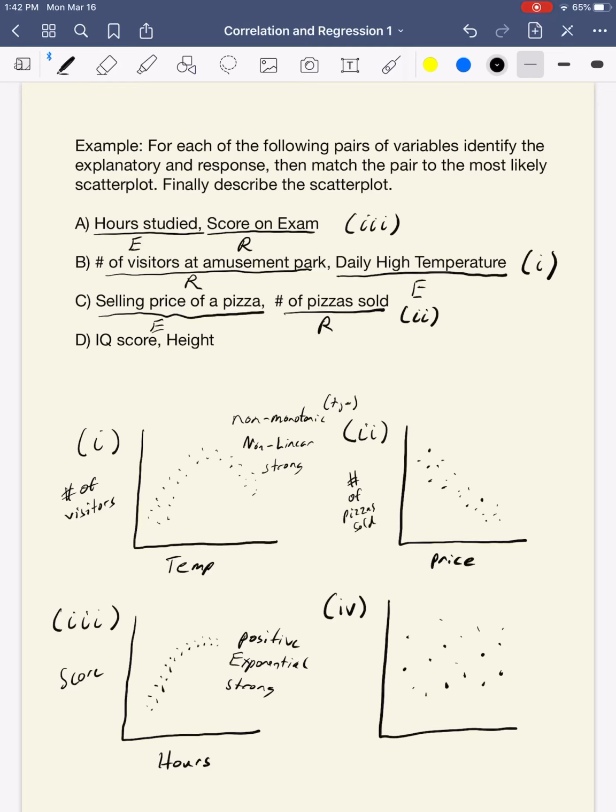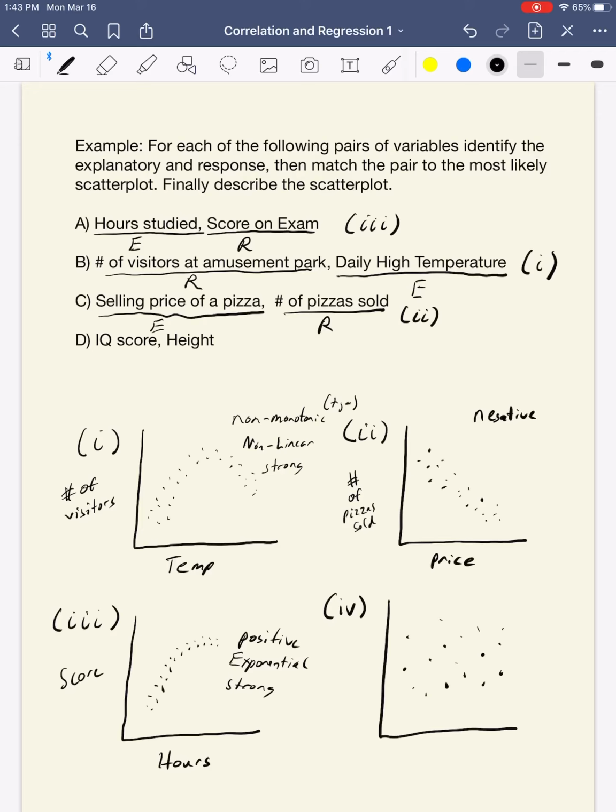So what is this graph saying? Well, as the price increases, initially, if the price is very low, lots of pizzas will be sold, which makes sense. It's cheap. If the price is very high, not as many will be sold because it's more expensive and people don't like paying for expensive things. So that makes sense as the potential relationship between these variables. This would be described as negative.